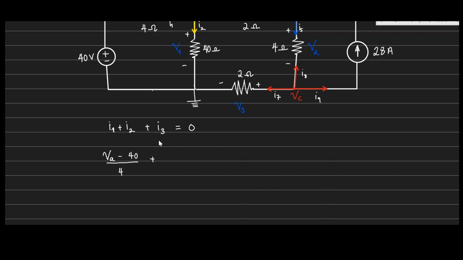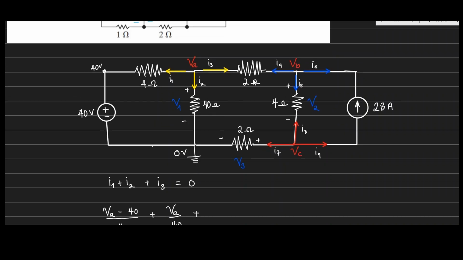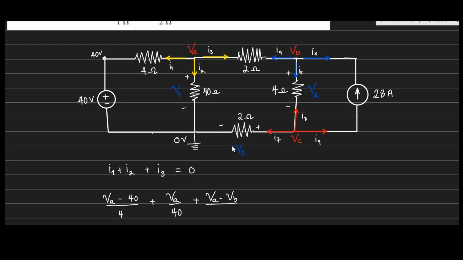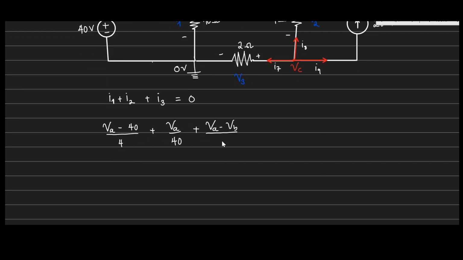And then what about I2? I2 is coming from VA to the ground, right? So this is a ground, that's zero potential. So this will be VA minus 0, just VA divided by 40, the resistor across it. And then I3 is coming from VA to VB, as you can see the direction there. So this will be VA minus VB divided by the resistor across that path, which is 2 ohms. And this is equal to 0.